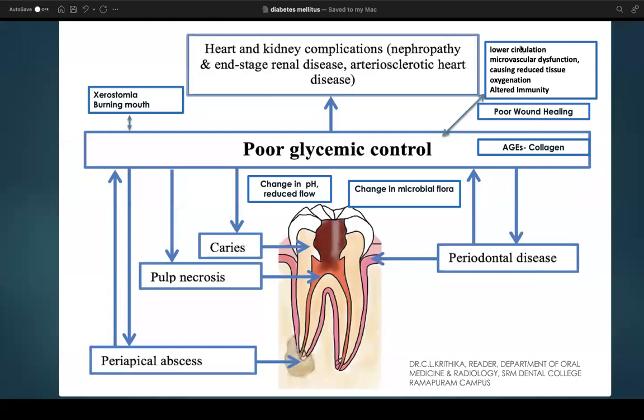This is a schematic representation of how a poor glycemic control could affect the general and the oral health, and also shows that the entire process is a vicious cycle.